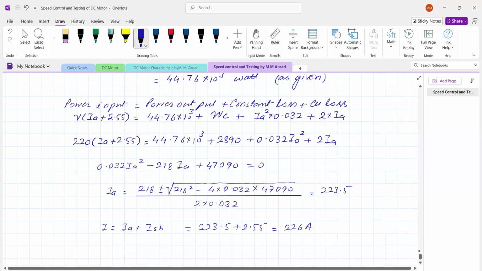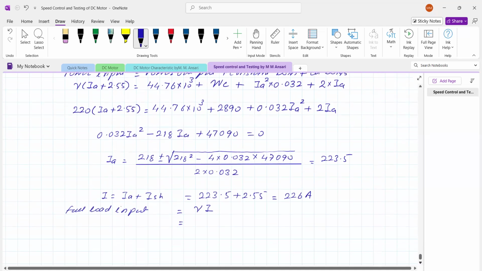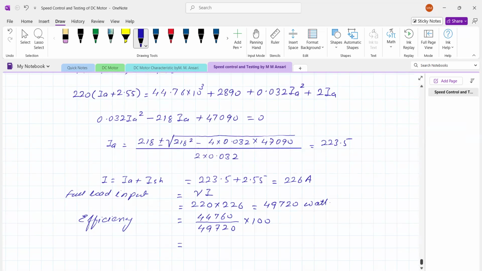Similarly, we can find the full load input. Full load input is equal to V into I, 220 multiplied by 226, equals 49,720 watt. This is the input. So efficiency is power output, 44.76 kilowatt, that is 44,760 watt, divided by 49,720, into 100. So efficiency is equal to 90%.